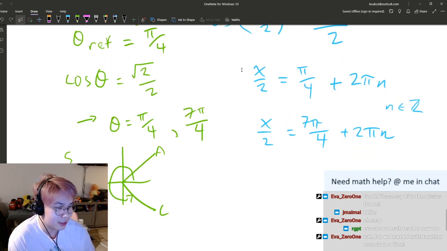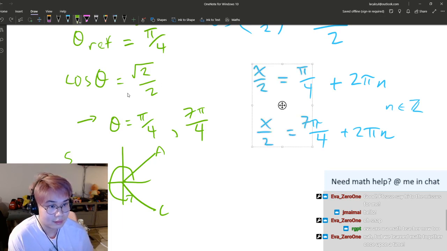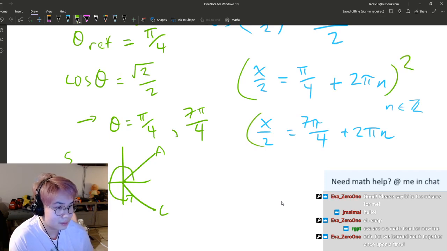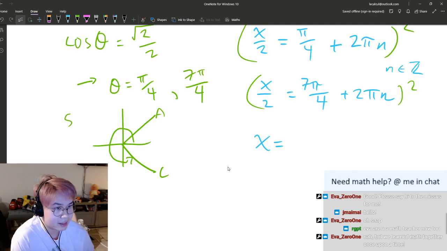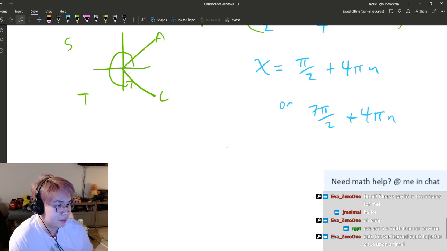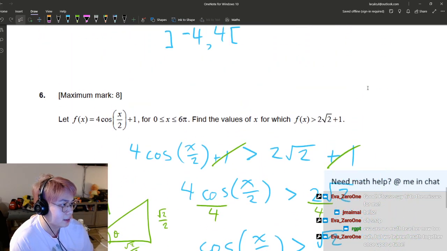Okay, and then, of course, we're not even done yet because we haven't solved for x, so I'm going to multiply each one of these by 2. So I got x is pi over 2 plus multiples of 4 pi, or it's going to be 7 pi over 2 plus multiples of 4 pi. Okay, and then we just keep adding 4 pi until we are out of our given domain.